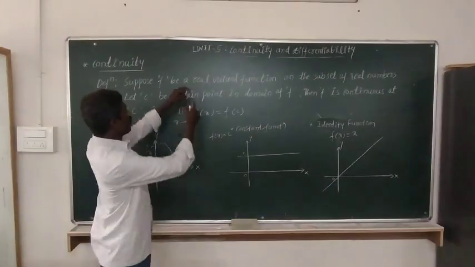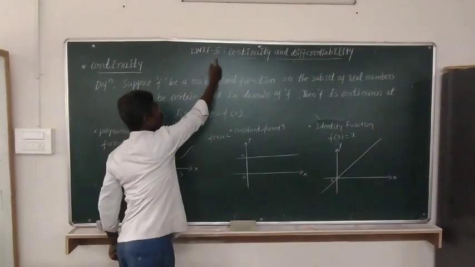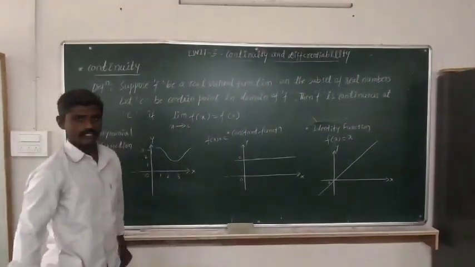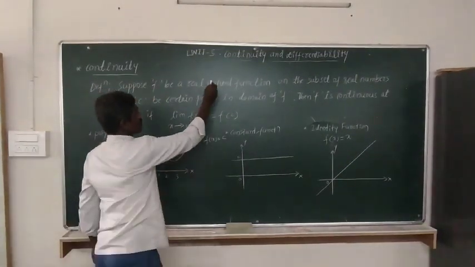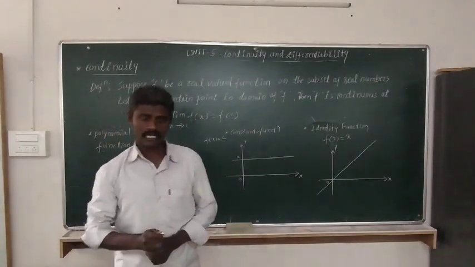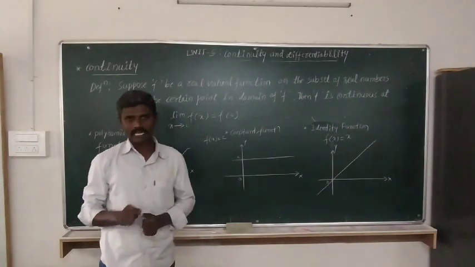So today I am going to start a new chapter, that is Unit 5, Continuity and Differentiability. This is Unit 5. Continuity and differentiability is based on limits. You already studied limits in class 11th.